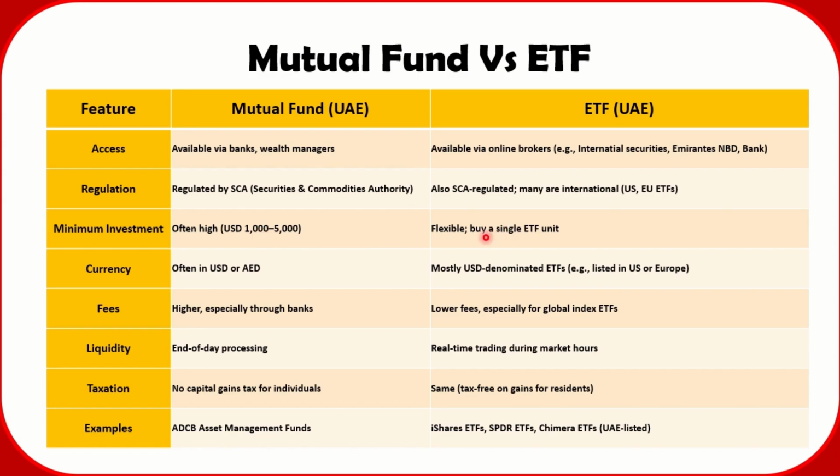And in terms of ETFs, it is flexible. You can buy even a single ETF unit. Often the price will be high, but a single unit you can buy, so even a regular investor can invest. In terms of currency, as I already said, mutual funds are USD with AED available. In ETFs it is mostly USD denomination. Even in the local markets, DFM and ADX, you can buy through AED, dirham also, for these kinds of ETFs.